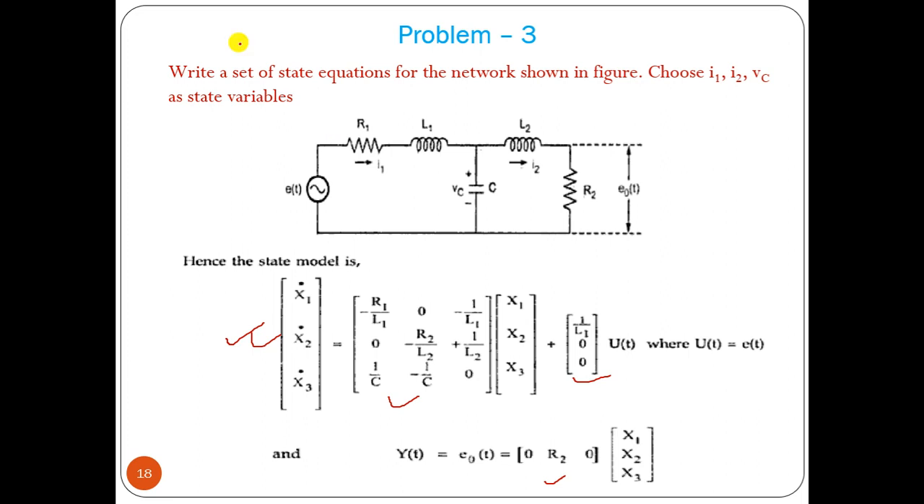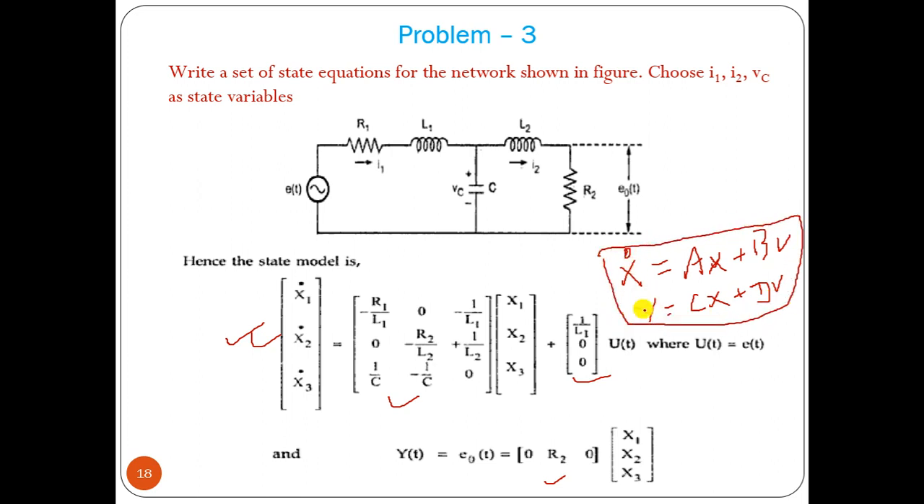Using that we can find the first order differential equation: x dot, a linear combination of the state variables and input. And the output we can write as a linear combination of state variables and input. These are the two state space model equations that we can use in any system.